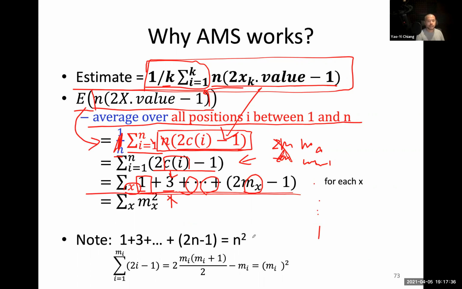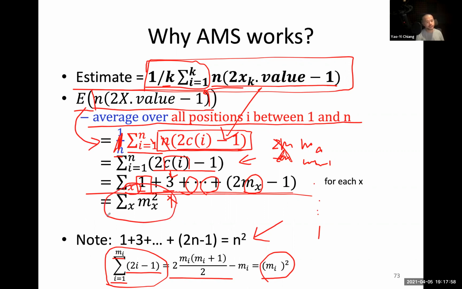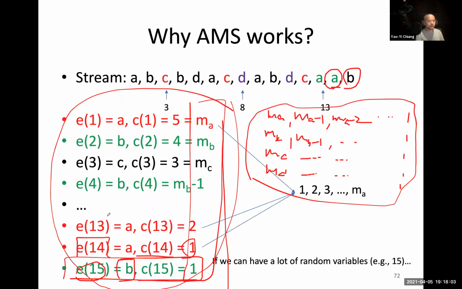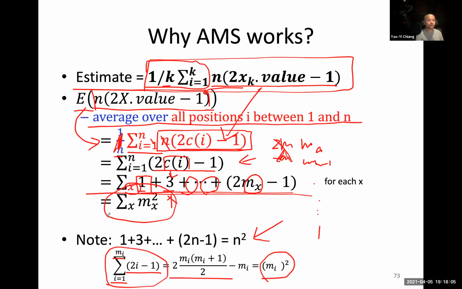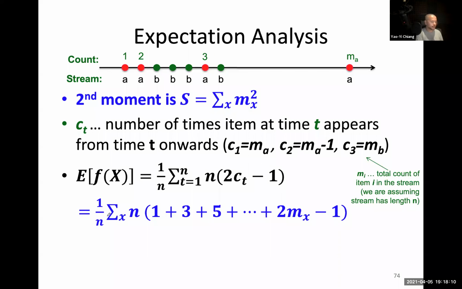This is actually this. The summation from i equal to 1 to m_i of 2i minus 1 can be rewritten to this, and it's m_i squared. So this is actually the summation of m_x squared, which is your surprise number. We are going to look at this again next week, when we have more time. There are more examples on the slides.